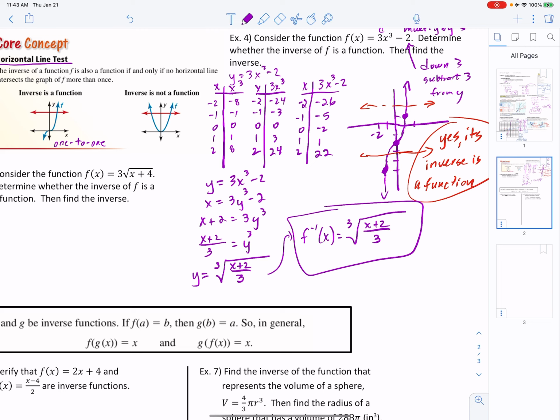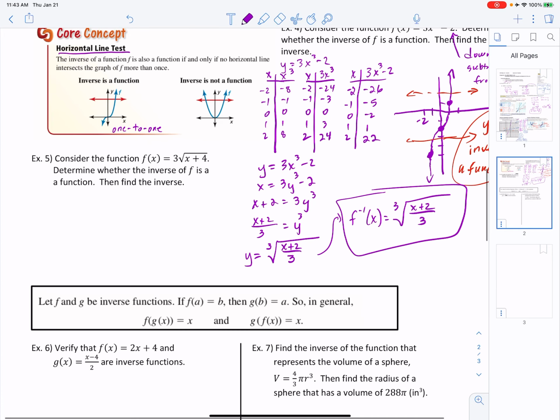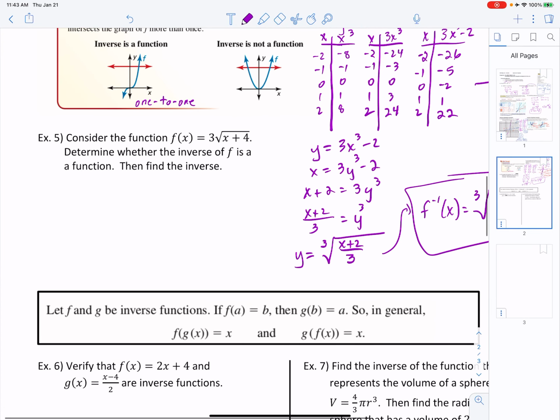And so there is its inverse. All right, so example 5. Consider this function, determine whether the inverse is a function, and then find its inverse. Well, this is your parent function, the square root function. So we're going to start with those 5 points.